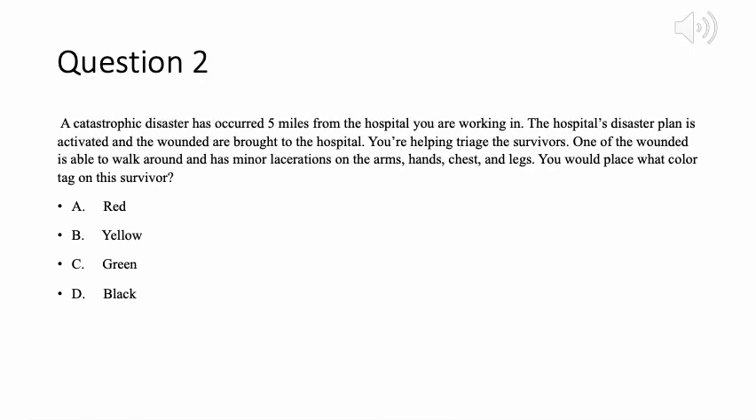Question number 2. A catastrophic disaster has occurred 5 miles from the hospital you are working in. The hospital's disaster plan is activated, and the wounded are brought to the hospital. You're helping triage the survivors. One of the wounded is able to walk around and has minor lacerations in the arms, hands, chest, and legs. You would place what color tag on this survivor? A, red, B, yellow, C, green, or D, black?